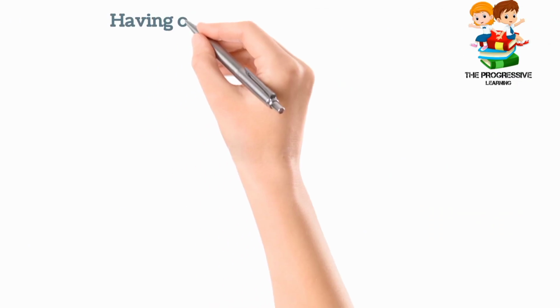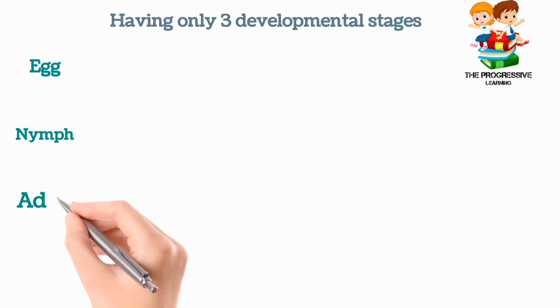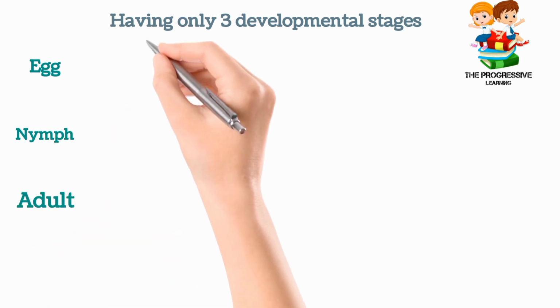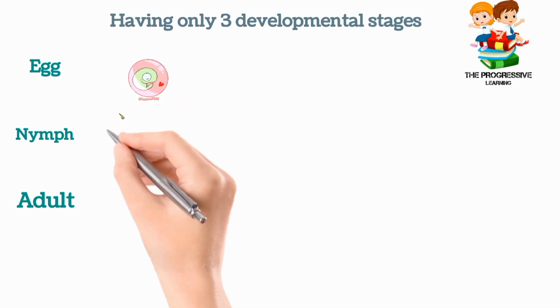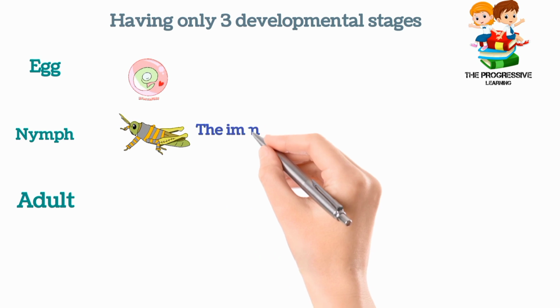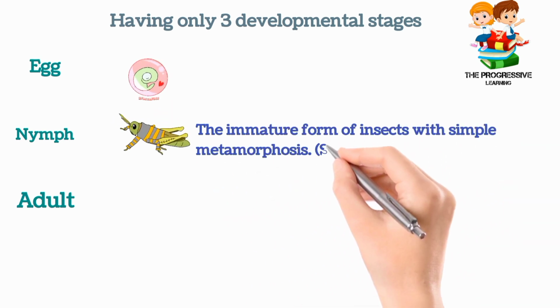There are three developmental stages in hemimetabolous insects: egg, nymph, and adult. Like holometabolous insects, they also lay their eggs in a protective and food-rich place. When the egg hatches, the new one that comes out is called a nymph. The nymph is the immature form of the insect with simple metamorphosis. There are several nymph stages through which insects pass and turn into an adult.